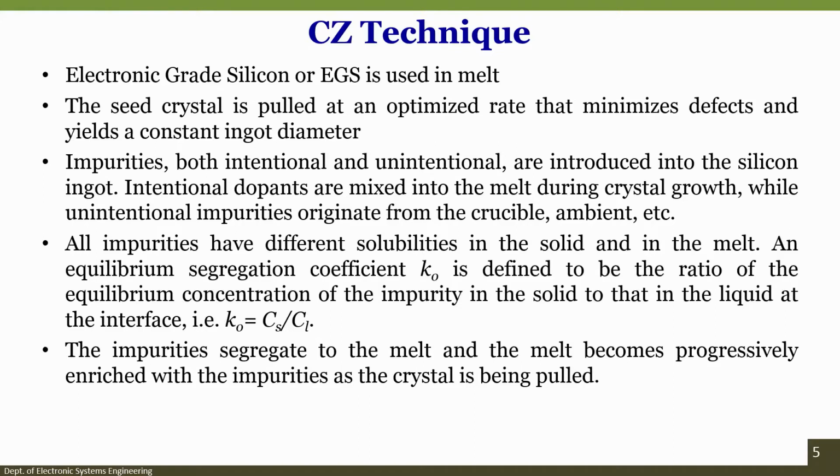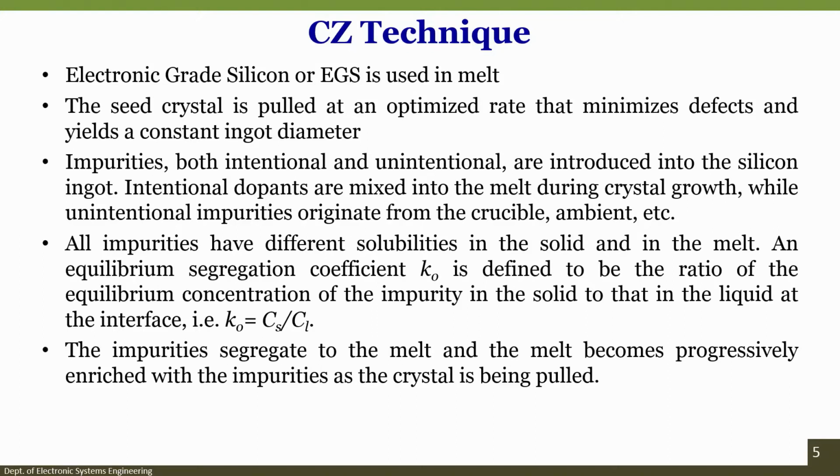And why are we understanding this technique? Because finally we will use silicon wafers to fabricate different devices. So, the seed crystal is pulled at an optimized rate that minimizes defects, because the faster you pull, the more defects you have. If it is very slow, again you have a problem. So, you have to optimize the rate at which the seed crystal is pulled out of the molten zone. You can get a constant ingot diameter if the pulling rate is optimized.